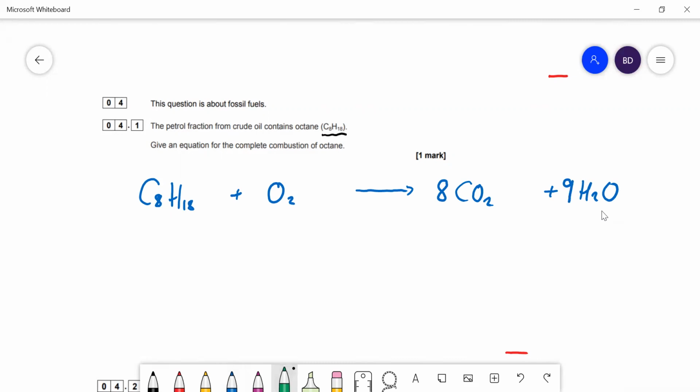The oxygens on the right, we've got 8 times 2 is 16 there, and we've got 9 here. 9 plus 16 gives us 25 oxygens. So that means we're going to need 12.5 O2s to balance it. That is the answer.